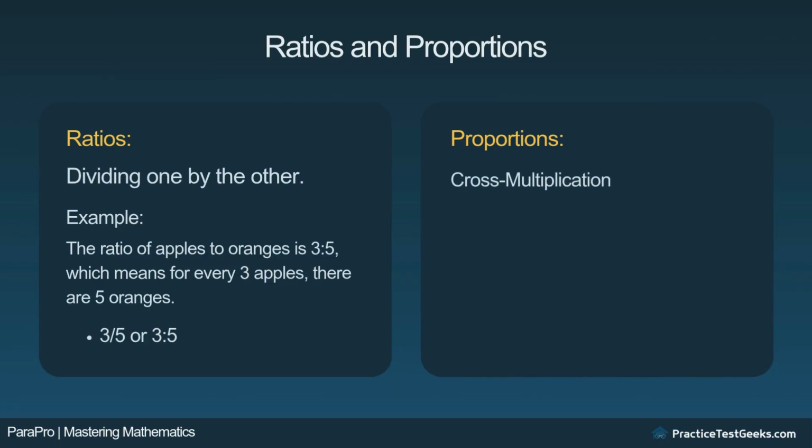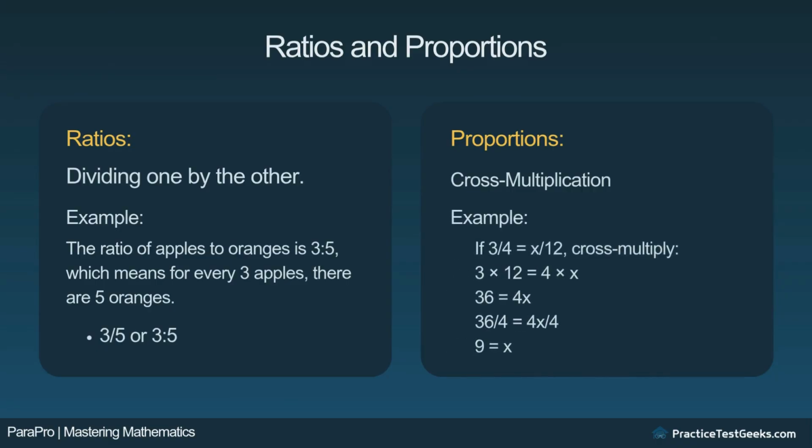Cross multiplication. To solve proportions, you can use cross multiplication. Example: if 3/4 equals x over 12, cross multiply. 3 times 12 equals 4 times x. 36 equals 4x. 36/4 equals 4x over 4, 9 equals x.